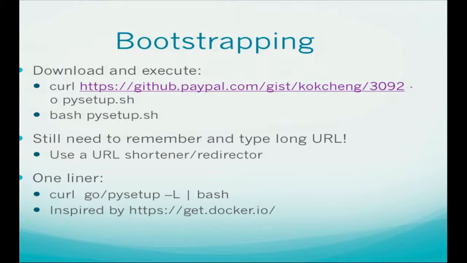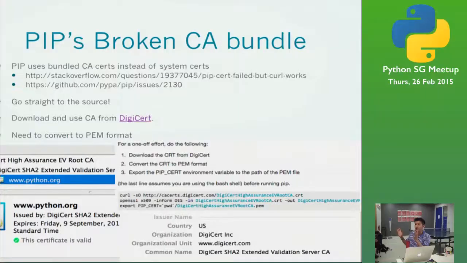And you can't proceed at all. So I gather this may not be a huge problem for many people here, but it is amazing what I run into sometimes. So the way I got around it was I found out who the issuer is: DigiCert. So I downloaded the CA from DigiCert, converted it to a PEM format, and bundled it in my repo.